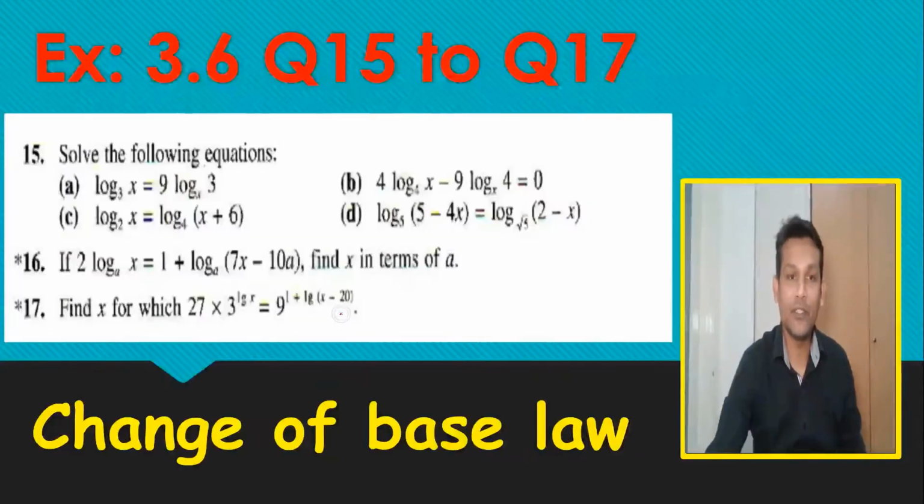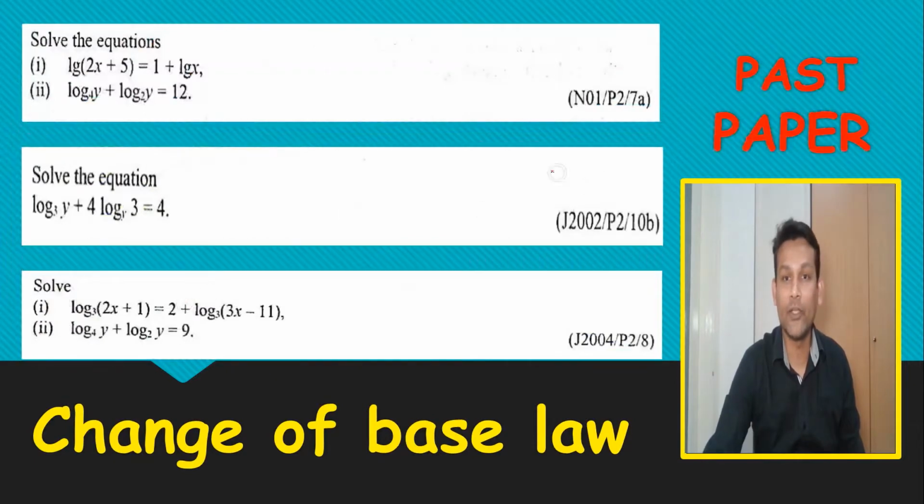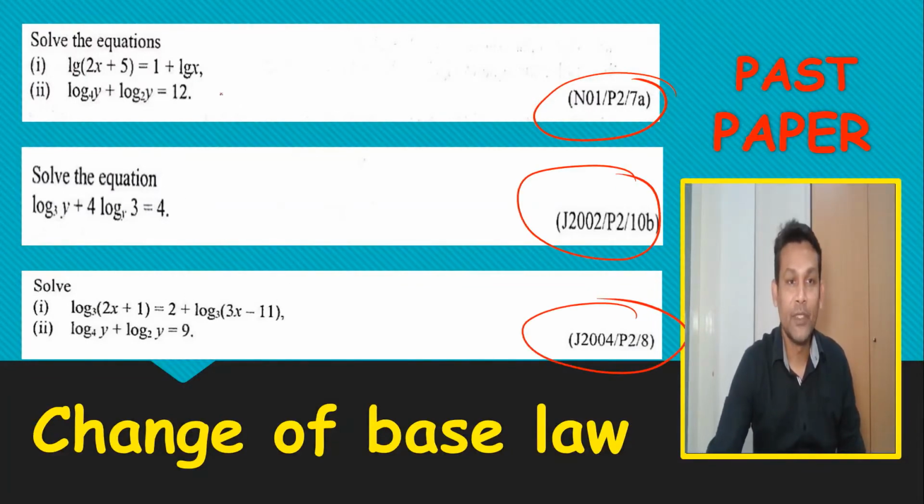With these questions, like 3.6, question number 15 to 17, change of base law, we have something to do behind it. Actually, by using these 3 questions, we have to also cover the past paper questions of November 2001, June 2002, and June 2004. You can see this is change of base law, and this second part is also change of base law because the base here is 4, the base here is 2.